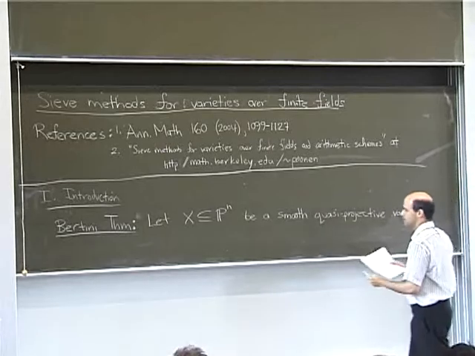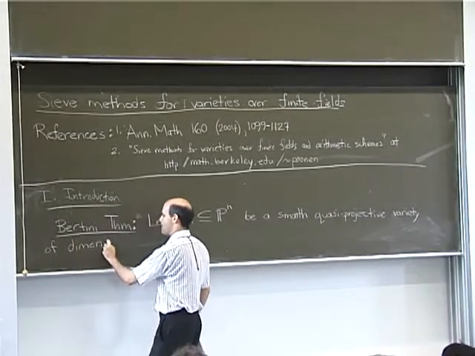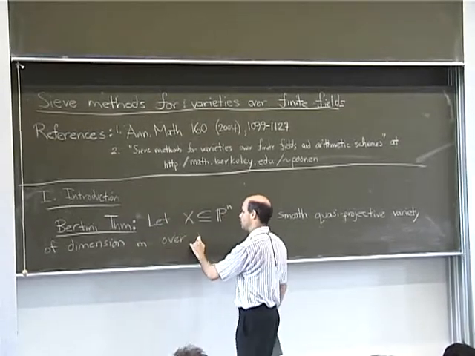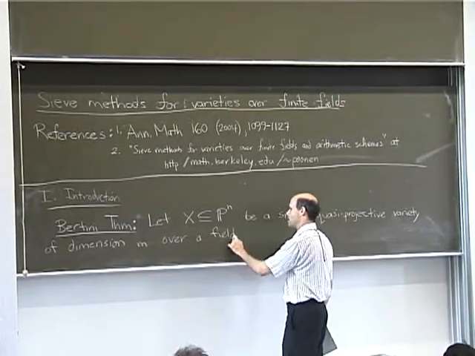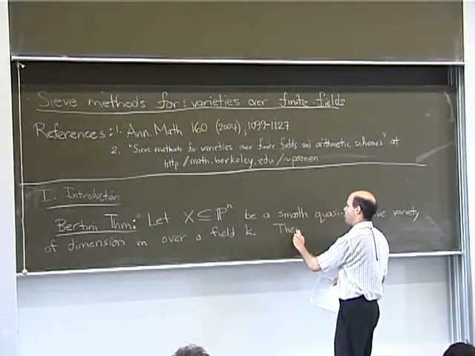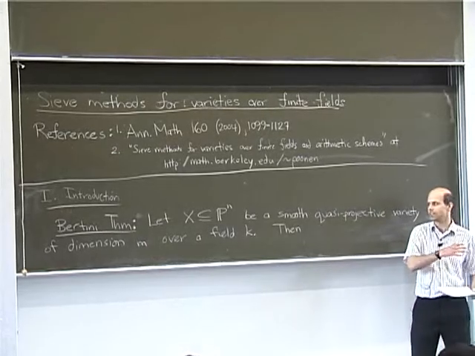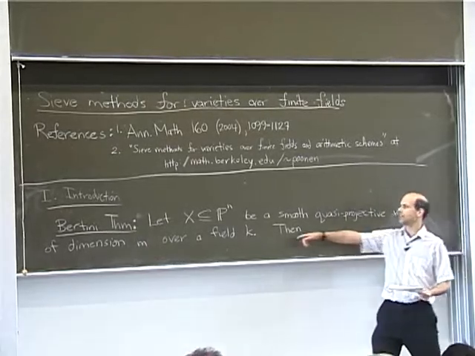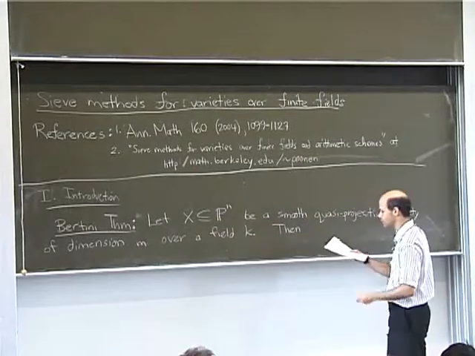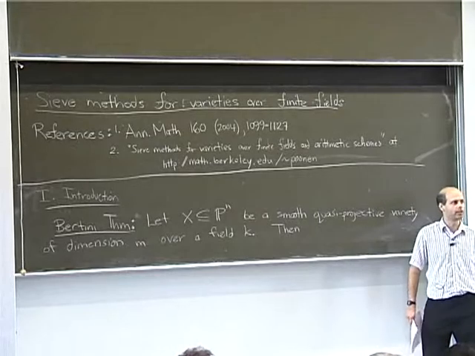Say of dimension m, over some ground field. So then I want to know that there exists some hyperplane. I would like to say that there's a hyperplane that cuts X smoothly, so that the intersection of the hyperplane and X is also smooth. And not only that there exists one, but that most hyperplanes should have that property.